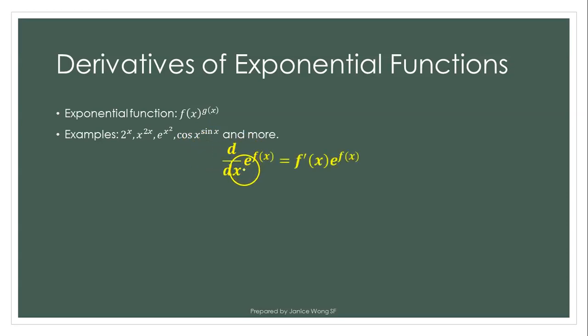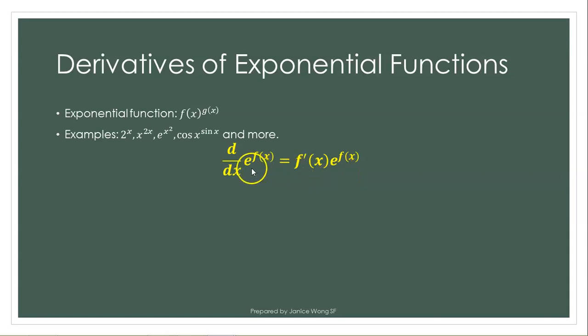To differentiate exponential term, we have to remember the formula. Differentiate e to the power of f(x). It is equals to f prime x e to the power of f(x). Basically, we just look at the power and we differentiate the power. We get f prime x and times the same exponential term given by the question. This is the way to differentiate exponential term.